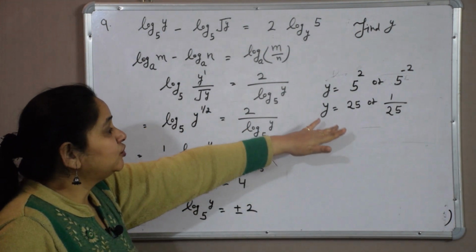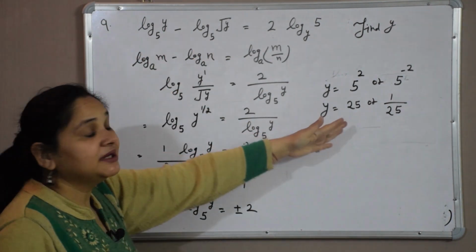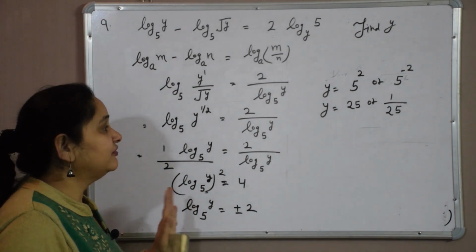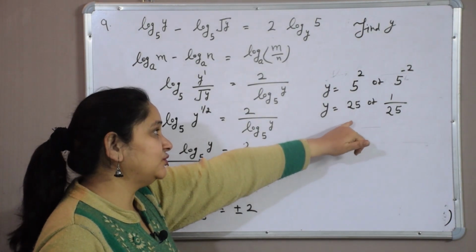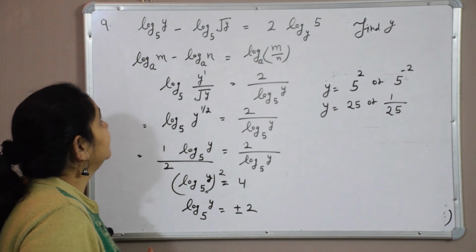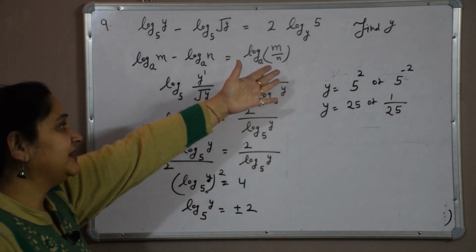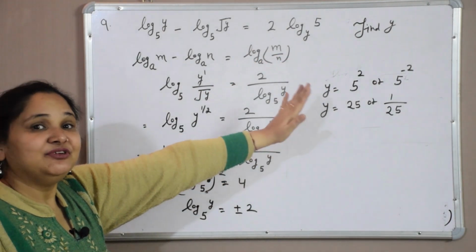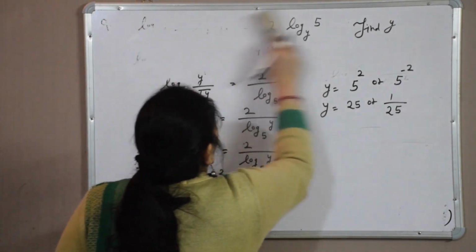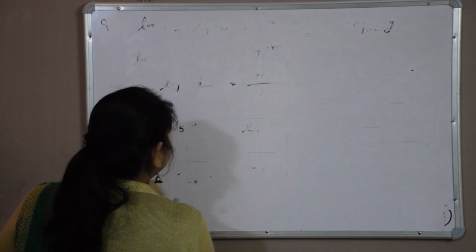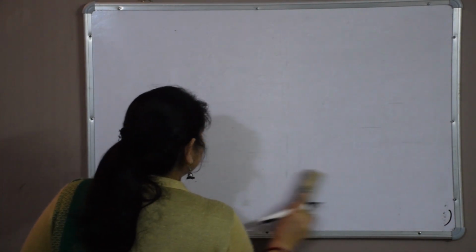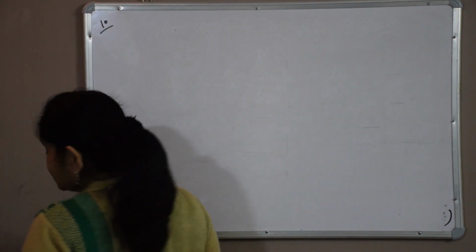Here we can see that both the values are valid. Values can be reciprocal, they should not be negative, because on negative values log is not defined. Here we got two values, y is equal to 25 or y is equal to 1 by 25, and both the values are absolutely fine. There is no problem in this. We had to find the value of y, and we found two values, and both are correct. So after using properties, we are very used to how we can use them, and questions are very easy.